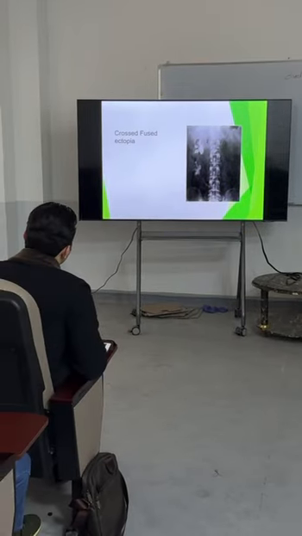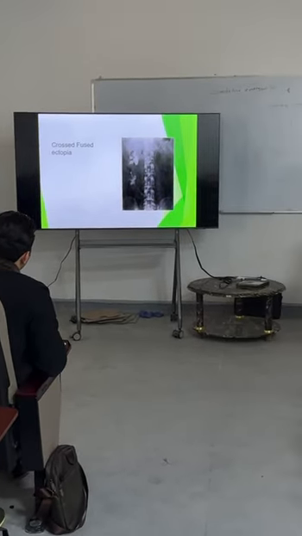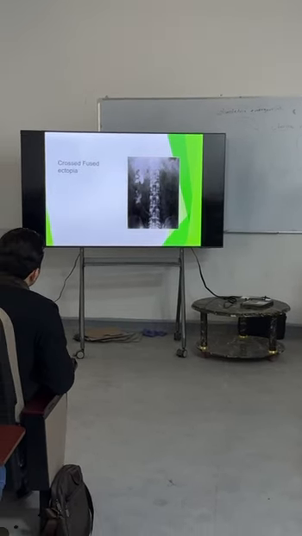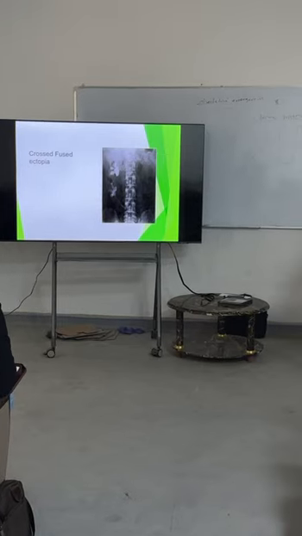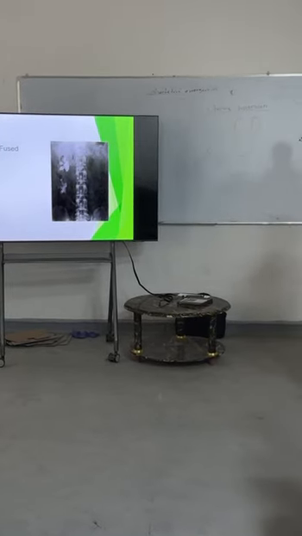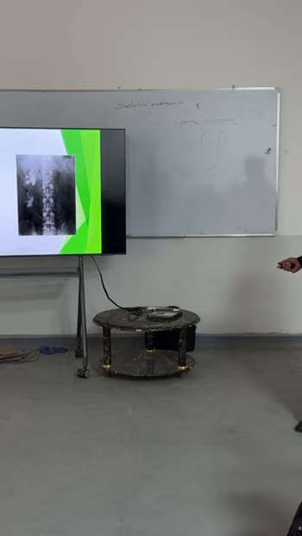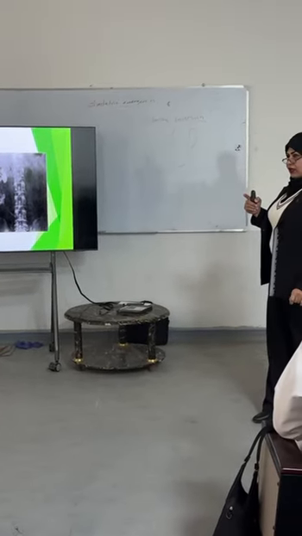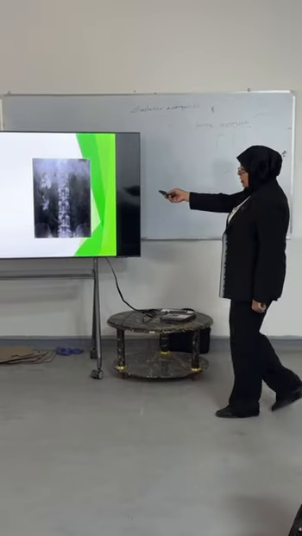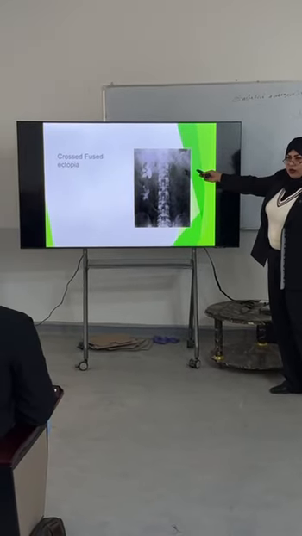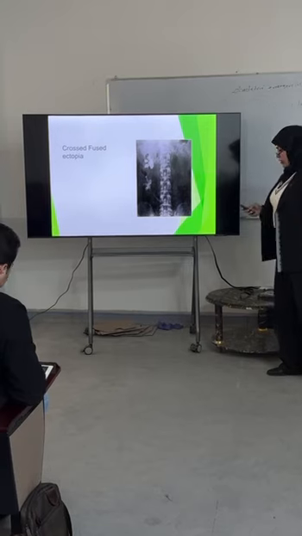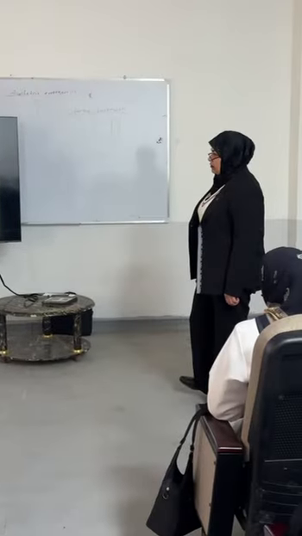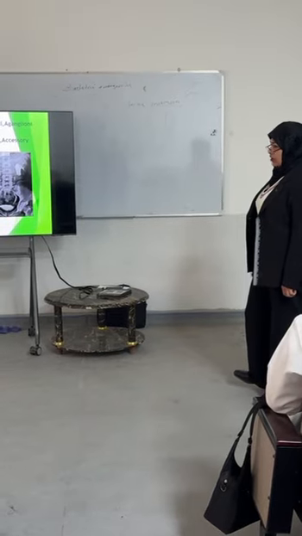Crossed fused ectopia. Explain it. This is an IVU study. It shows both renal pelves with ureters on the right side. So we call it crossed fused ectopia. The upper pole of the crossed kidney is united with the lower pole of the original one. And here is the PUJ obstruction.